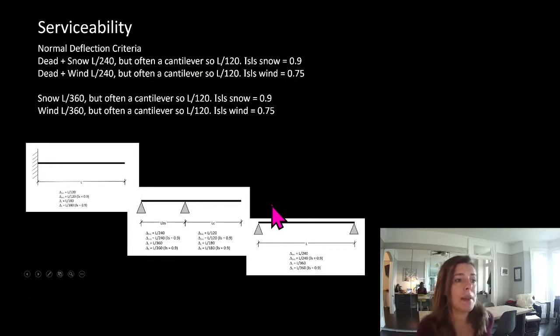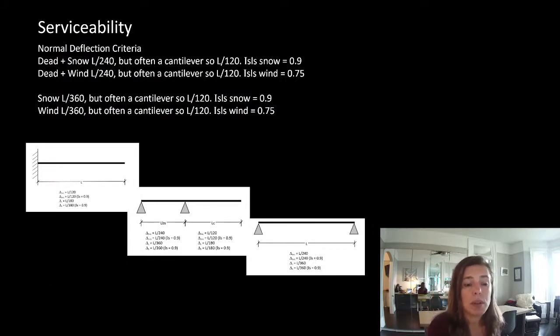All right, serviceability. We would follow normal deflection criteria for the most part, remembering that serviceability deflection criteria is a very strong suggestion. It is not mandatory. It is just a suggestion. So, for dead and snow load together, it is the length divided by 240, but it's often a cantilever, not always, so L divided by 120. Remember in that we get to use our snow importance factor of 0.9. So usually we get to take 10% of the snow load off.